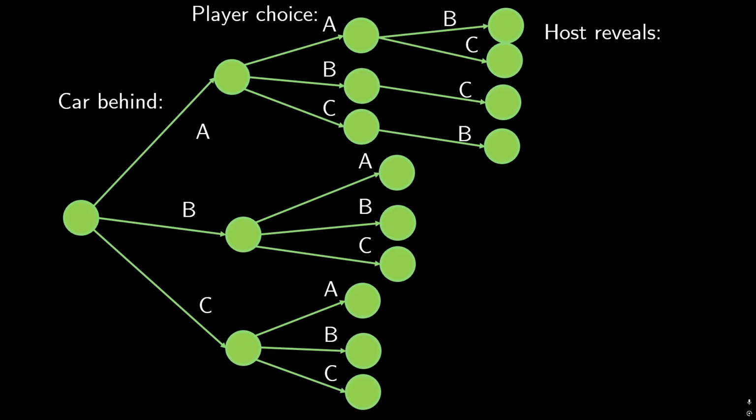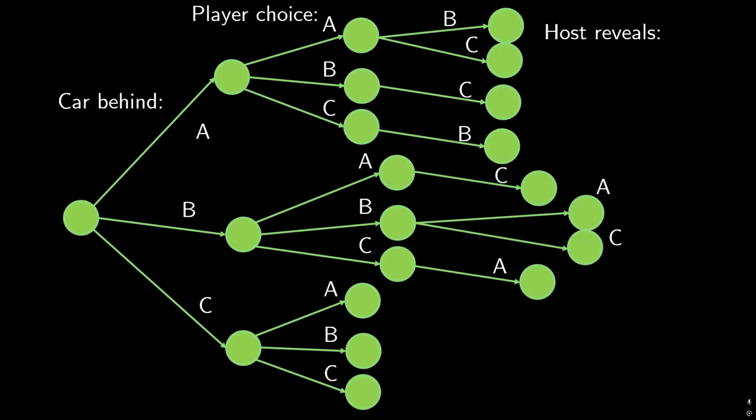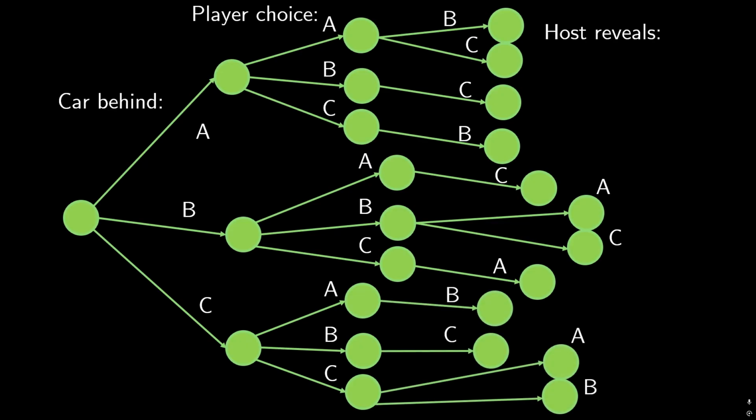Okay, so we can rinse and repeat this process if the car was behind door B, right? So if the car was behind door B, and we chose door A, the host has to reveal C. If we chose the same door as the car, in other words, the car was behind door B and we chose door B, then it doesn't matter which door the host reveals, it'll be either A or C, and so on. And you can imagine how we can rinse and repeat this process again when the car is behind door C.